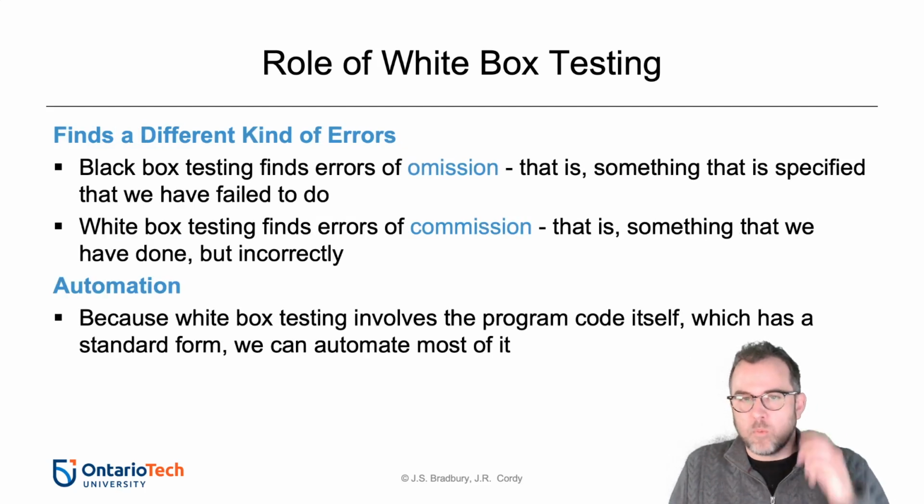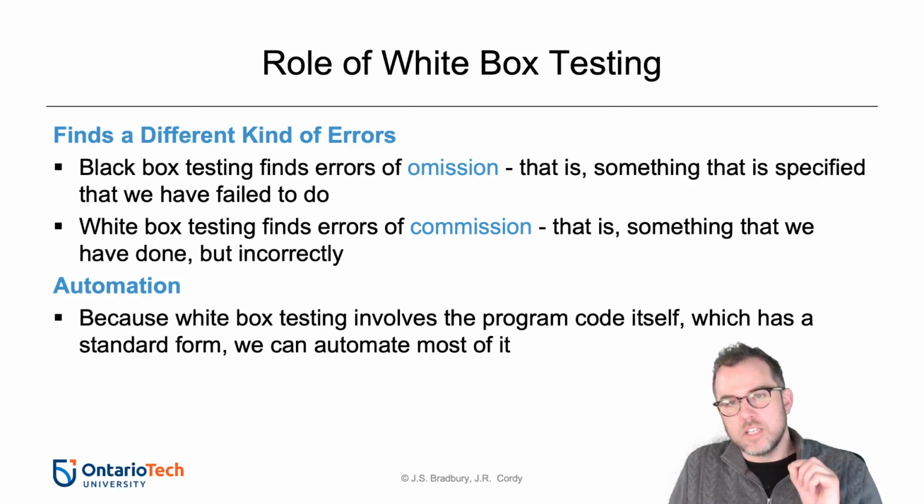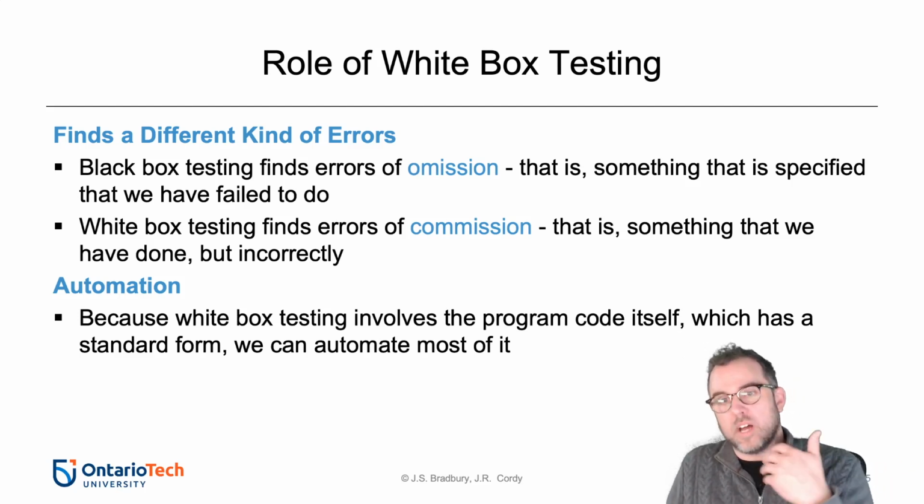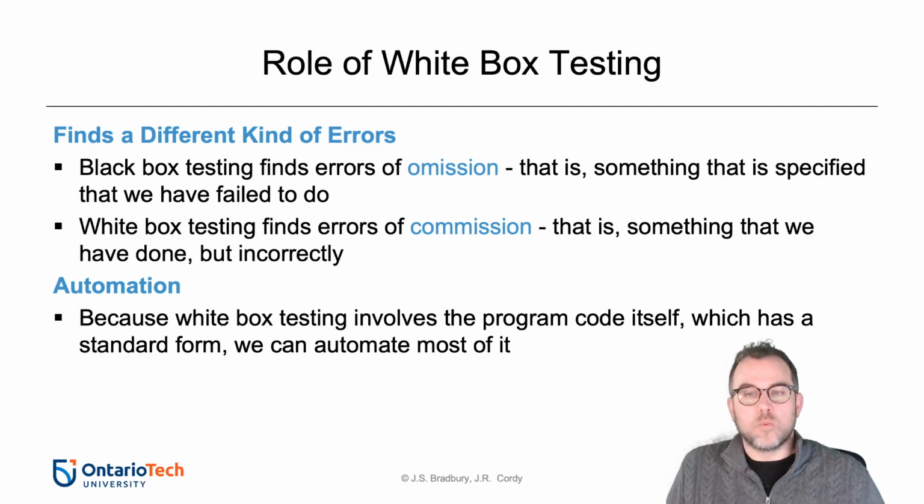Another thing to keep in mind, and why these are complementary, is that they do typically find different classes of errors. Remember what a black box method is: tests created based on the specification or the requirements. So it's testing what the software should do, what inputs it should handle, what outputs it should give. When you have black box tests that fail, typically they fail on errors of omission. That means something that you specified but failed to do in the software itself.